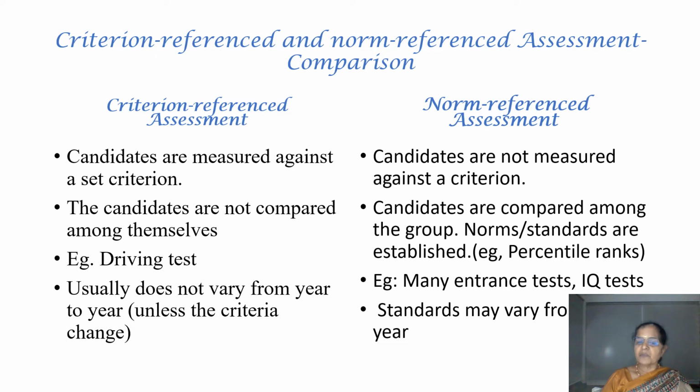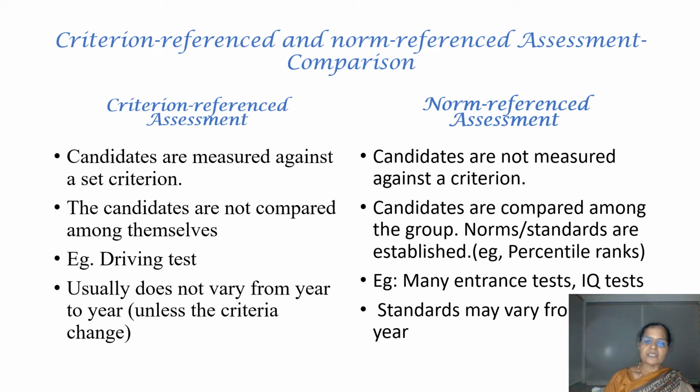And here the standards may vary from year to year based upon the number of students taking the test and their performance, and based on the highest mark obtained in each year. The norms may vary from year to year, but in the case of criteria referenced assessment, it usually does not vary from year to year unless the criteria itself change. For example, in the driving license, it is still, for decades together, drawing 8 with the vehicle. That is the criteria set. It's not 9 or 10. So usually it does not vary from year to year.